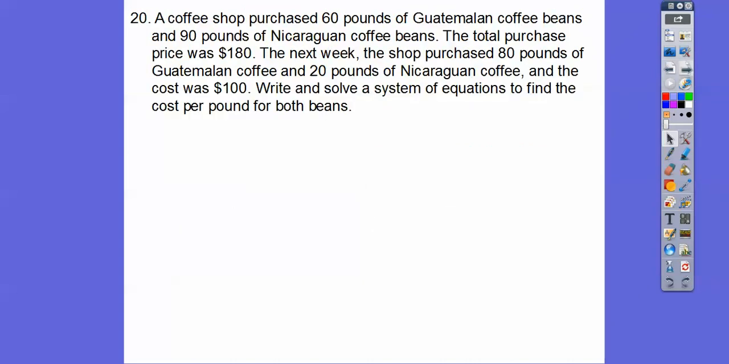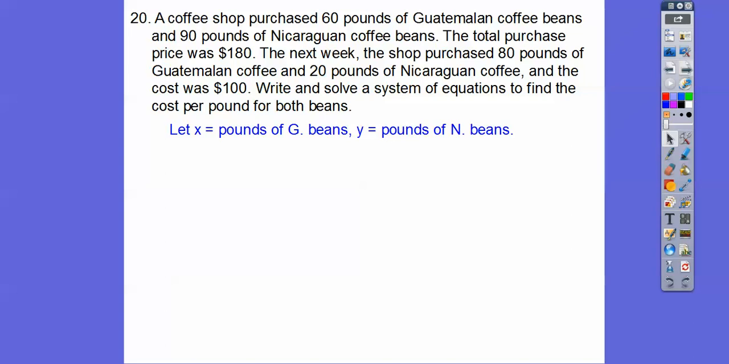A coffee shop purchased 60 pounds of Guatemalan coffee beans and 90 pounds of Nicaraguan coffee beans. The coffee purchase price was $180. The next week, the shop purchased 80 pounds of Guatemalan coffee and 20 pounds of Nicaraguan coffee, and the cost was $100. Write and solve a system of equations to find the cost per pound for both. Okay, so x equals the pounds for the Guatemalan and y is the pounds for the Nicaraguan.